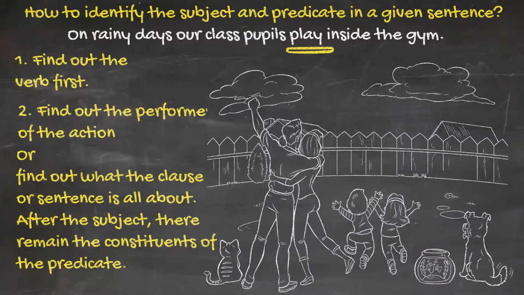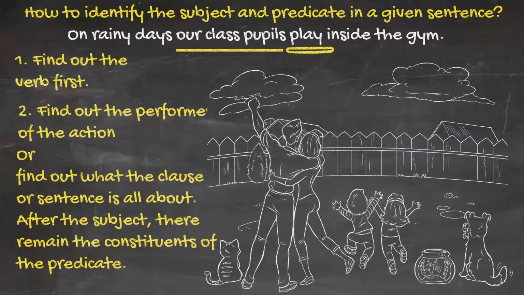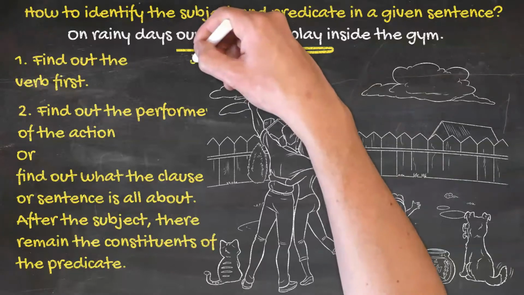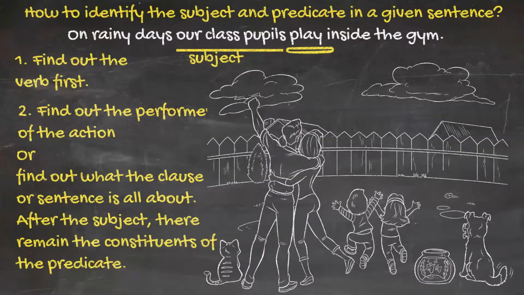Secondly, who is doing the action, or what the clause or sentence is all about? Here, the performer is our class pupils. The whole sentence expresses something about our class pupils. This phrase itself is the subject in this sentence.